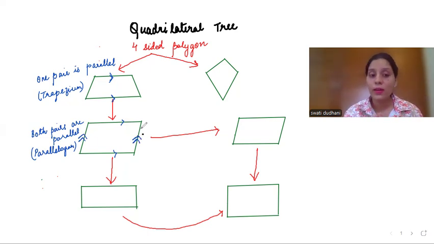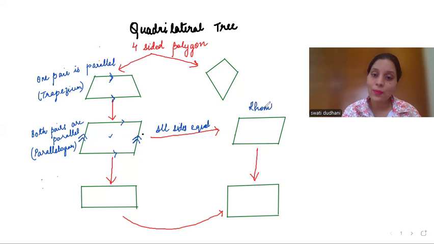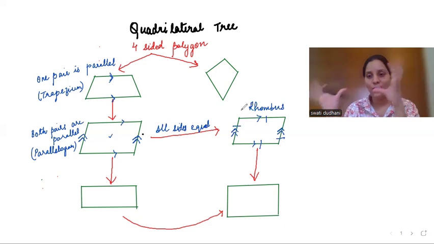Now, in this parallelogram, if I prove that all the sides are equal, let's say all sides equal, then this parallelogram becomes a rhombus. In a rhombus, you know that it's a parallelogram, opposite sides are parallel. In addition to that, if I prove all sides are equal, that means all the sides are the same length, then that parallelogram becomes a rhombus.